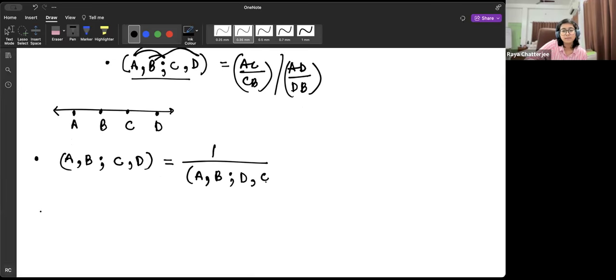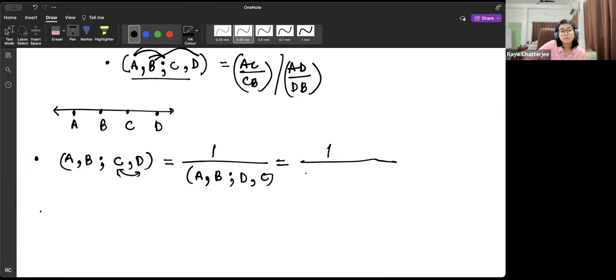And why is this? This is going to be pretty clear because this cross ratio is equal to AD by DB over AC by CB. And AD by DB over AC by CB is precisely what we have as 1 by (A,B;C,D). So this is pretty clear, I guess. So what we did here is we just switched up the C and D. So similarly, we can switch up the A and B also.